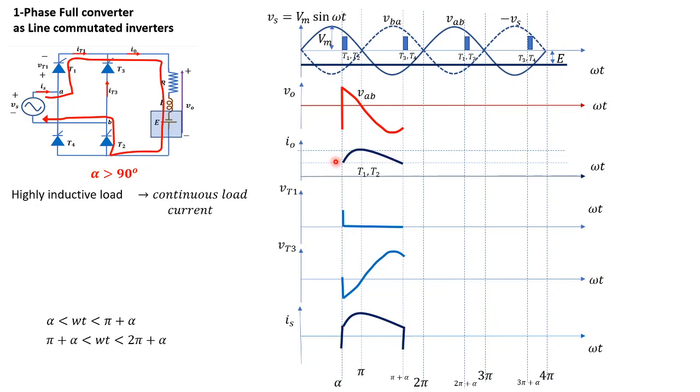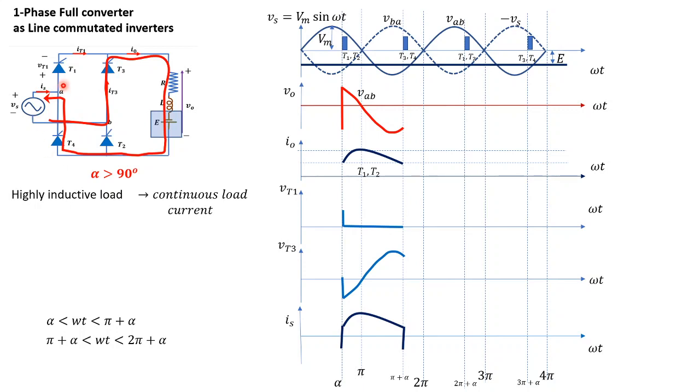Now, for omega t ranging from pi plus alpha to 2 pi plus alpha, at pi plus alpha, T3 and T4 are fired, which are already forward biased. By this time T3 is already forward biased, the voltage across T3 is positive, but it is not conducting because no gating pulse is applied. Now I am applying the gating pulse at omega t equal to pi plus alpha. So T3 would be driven into conduction mode, and similarly for T4. So T3 and T4 would come into conduction mode, and the load current would be shifted from T1 T2 to T3 T4. That is this way.